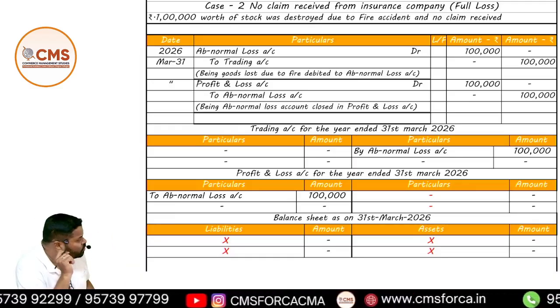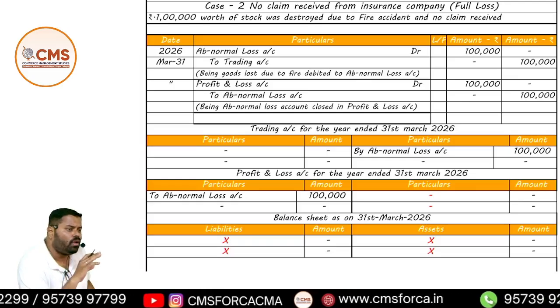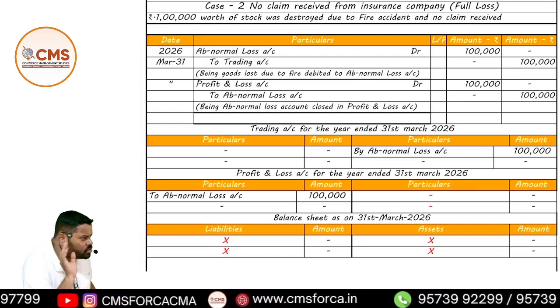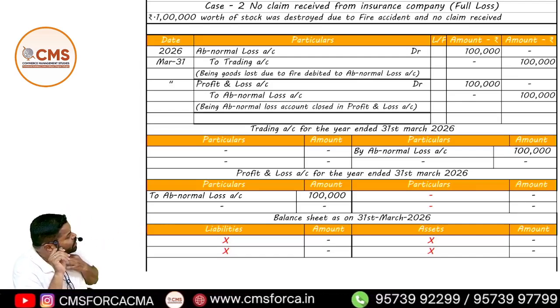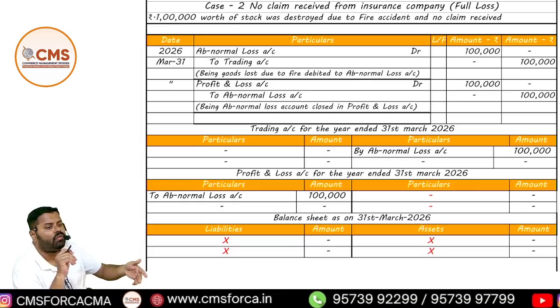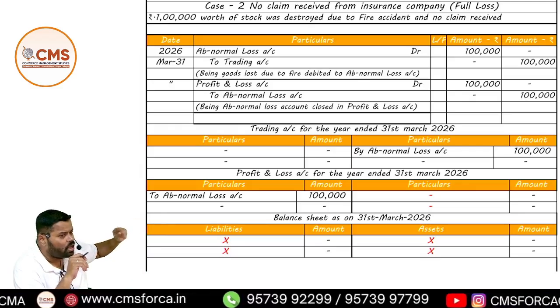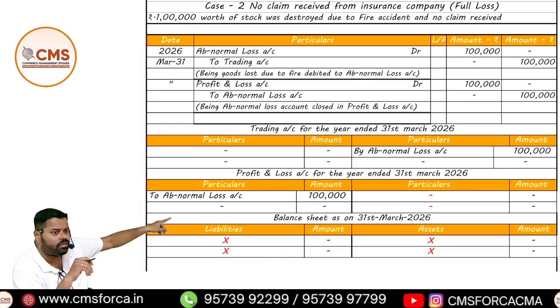Look at the first entry. What is the first entry? Abnormal loss account debit to trading. This is unavoidable. The first entry is common in all scenarios. Why did I write the first entry? I created an account called abnormal loss account, debit all expenses and losses, and I am creating it from an account called trading account.